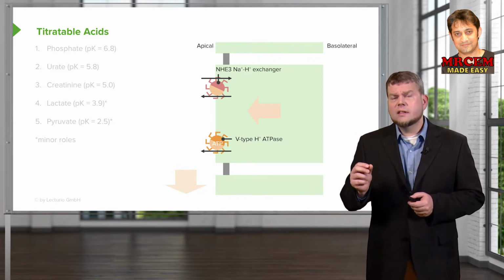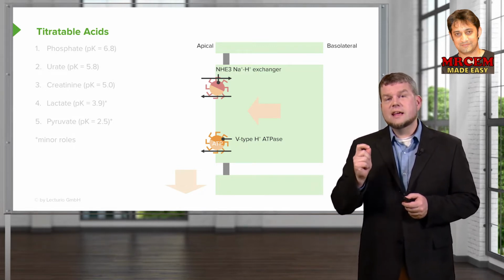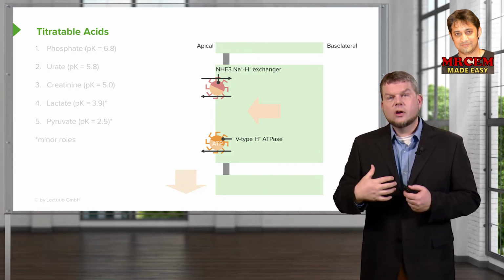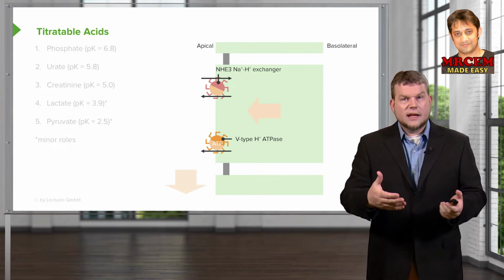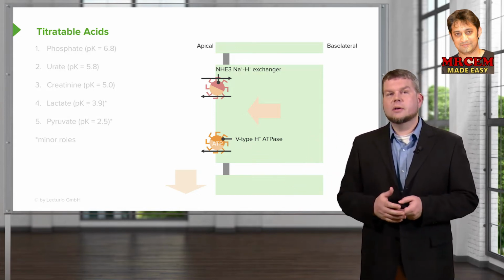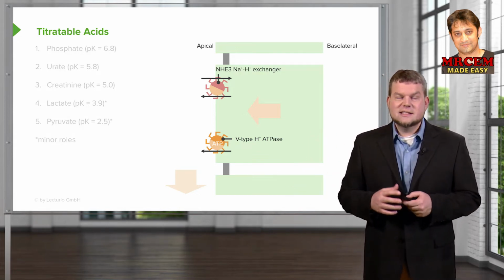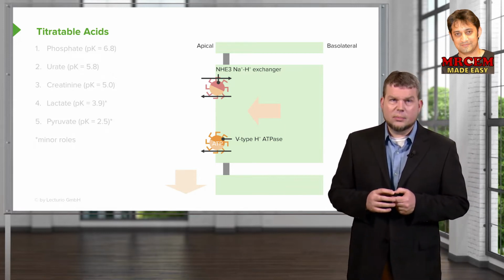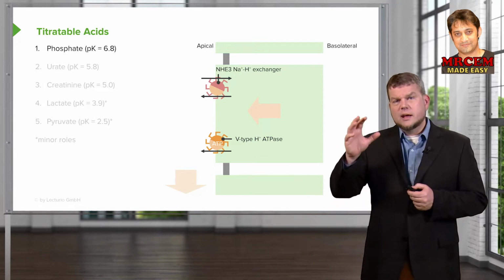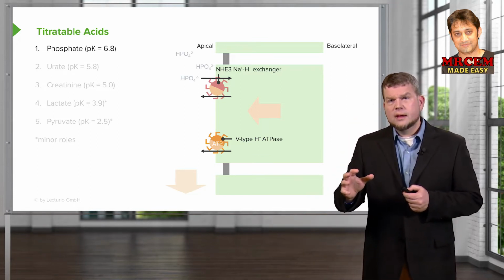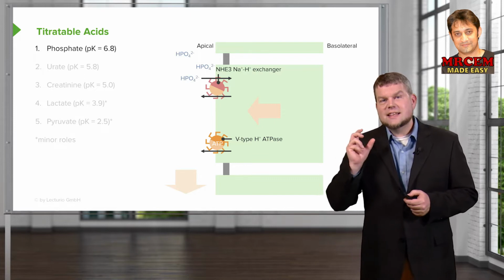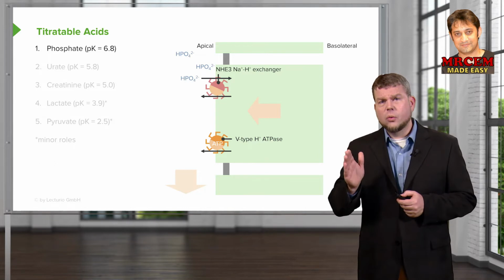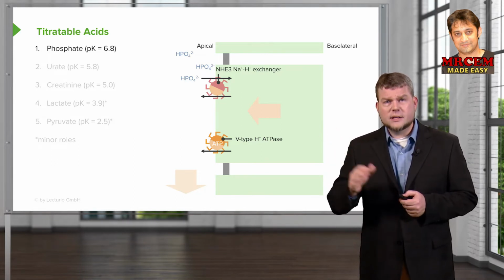Well, you remember that a certain portion of the acid that you took in via non-volatile acids, you are going to have to excrete a hydrogen ion and make a new bicarb. So with the titratable acids is one of the ways this occurs. So let's take phosphate as our example. So phosphate will be coming down the renal tubule, and you notice phosphate has a negative charge on it. So this is HPO4 2 minus.